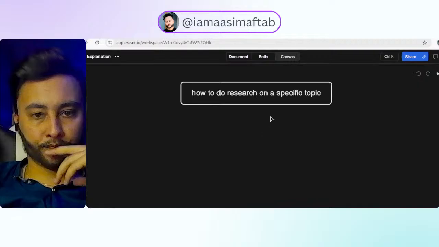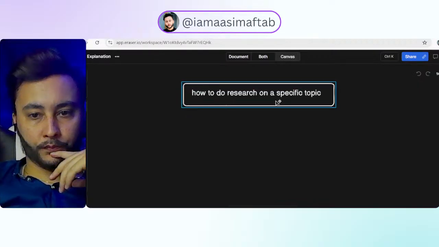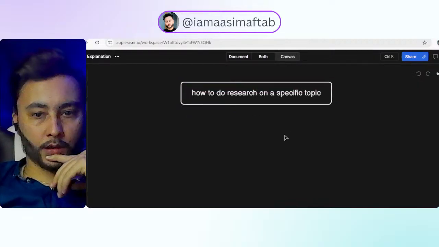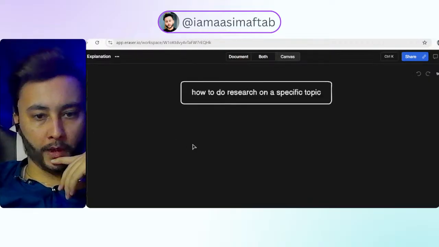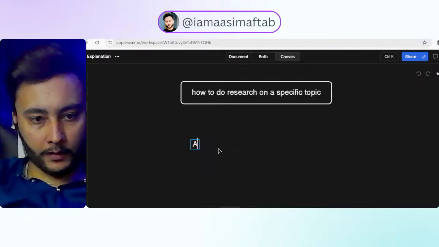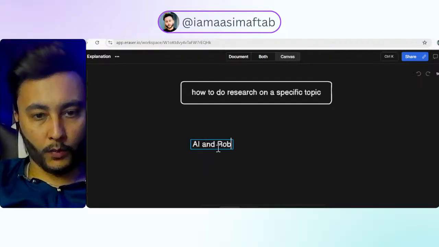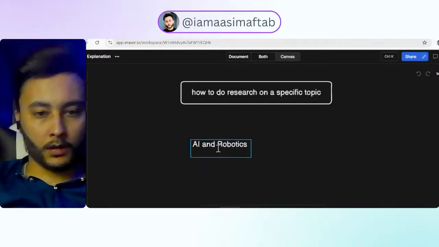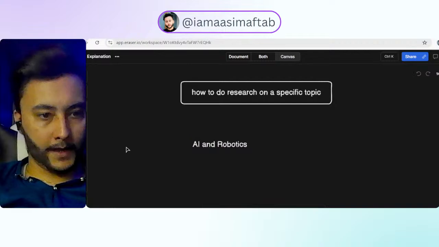Here it is. So, how to do research on any specific topic. First of all, we need to select a domain. For me, I would select AI and robotics. First thing to select is this.